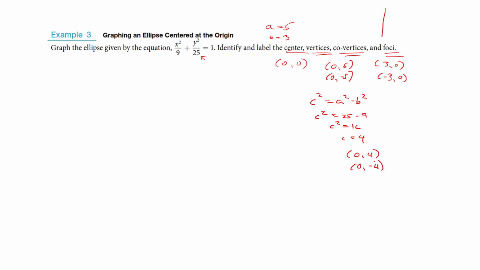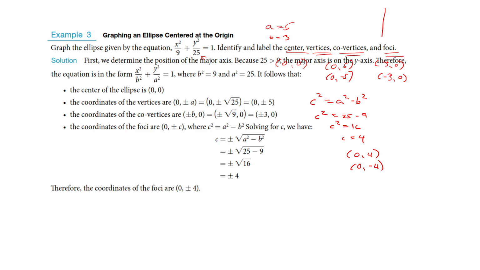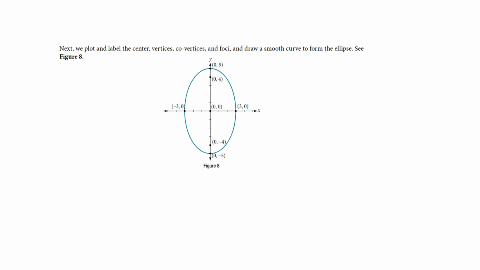I've probably gone over the picture of the graph here, but I have all the information that I need. We get the same thing they had there. Just plot all those points. Along the major axis, we were positive 5, negative 5. Everything we just talked about is all right here, and we just connect it.